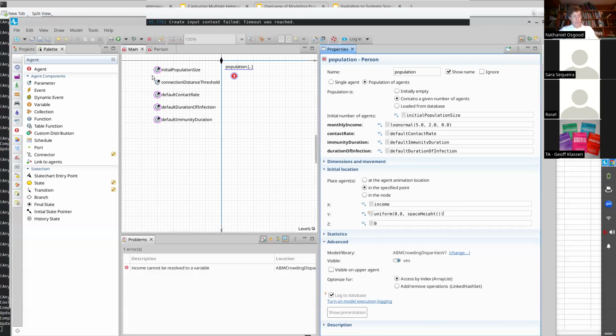Okay, while I'm posting, income, monthly income. And okay, this is important. I have to refer to their monthly income. How can I do that? If I say monthly income, it's going to say, I don't know how to get their income. I don't know what monthly income is. You actually have to refer to the agent at hand.